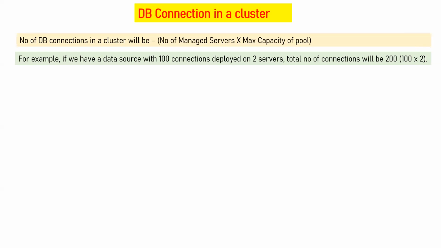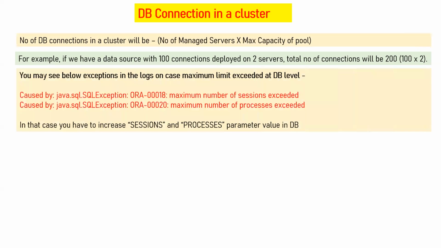If it is targeted to only one managed server, then the maximum limit will be only 100. Because I have two managed servers and I have targeted my data source to two servers, my application server can create 200 connections. Now consider the case where the connection limit is reached at the database side, not from the application side.